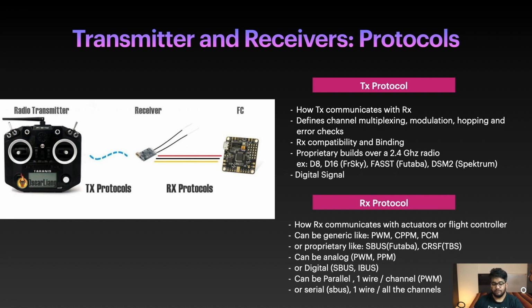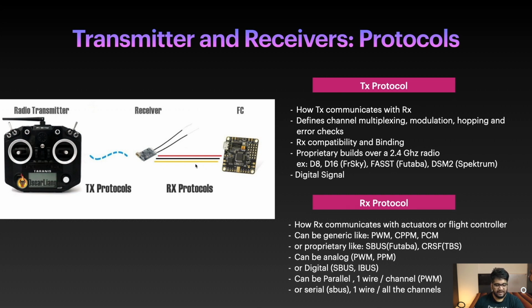But this receiver can also send all the data on a single wire, like I have shown here. Red and black are the power for the receiver, and yellow is a single wire on which all the data of throttle, yaw, pitch, roll, and auxiliary channels are transmitted. An example of serial protocols is S-Bus, where only one wire is used for all the channels, while on parallel, each channel will get one wire of its own.